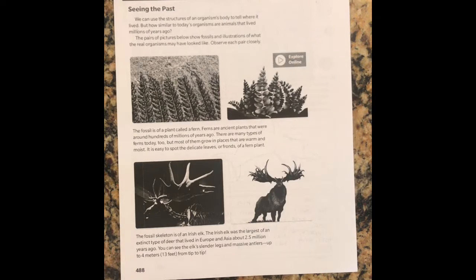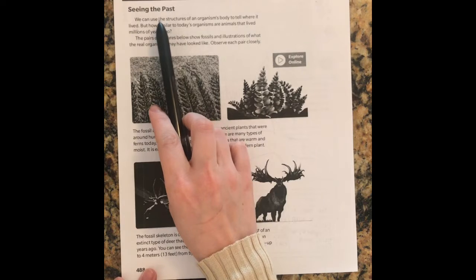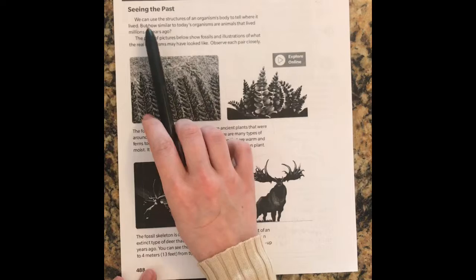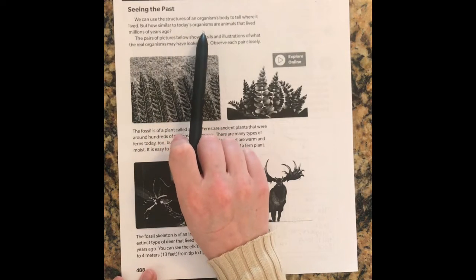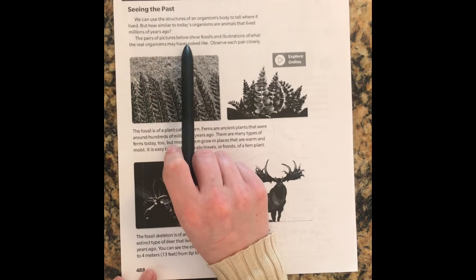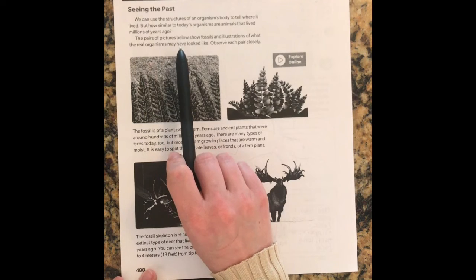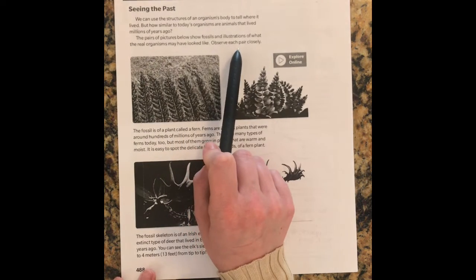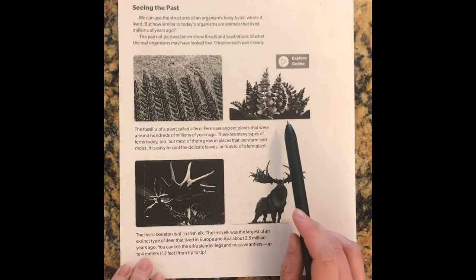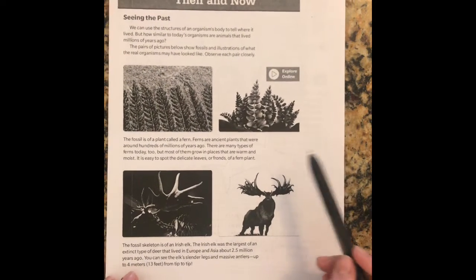To get started, I'm just going to go through the reading, Then and Now. Our first headline is Seeing the Past. We can use the structures of an organism's body to tell where it lived. But how similar to today's organisms are animals that lived millions of years ago? The pairs of pictures below show fossils and illustrations of what the real organisms may have looked like. Observe each pair closely. On the left side, we have the fossil, and on the right side, we have a predicted image of what that would look like today.